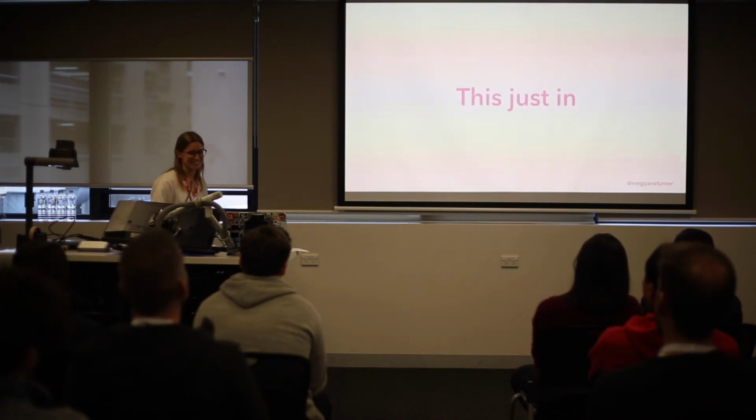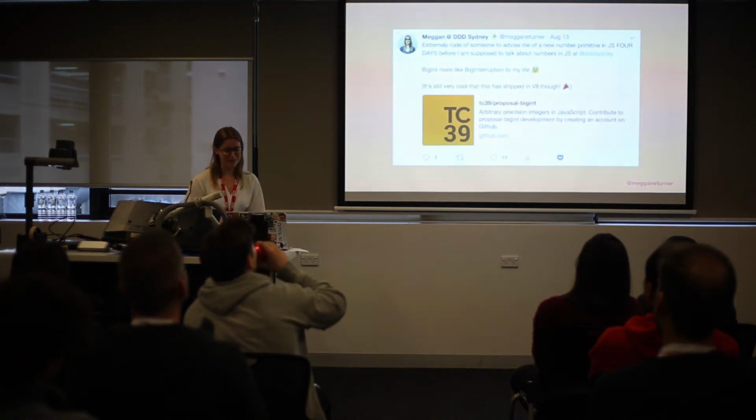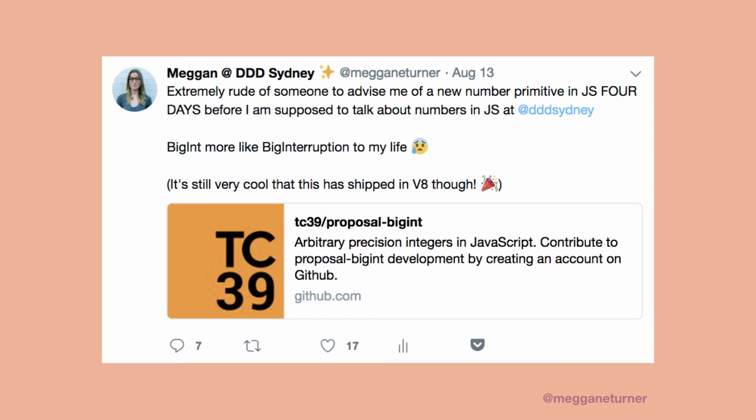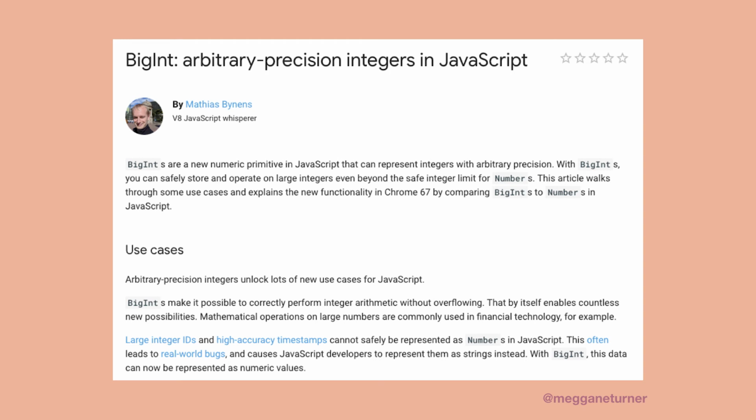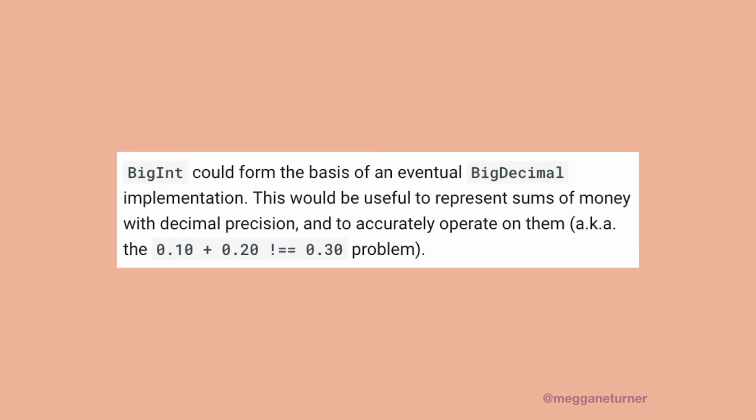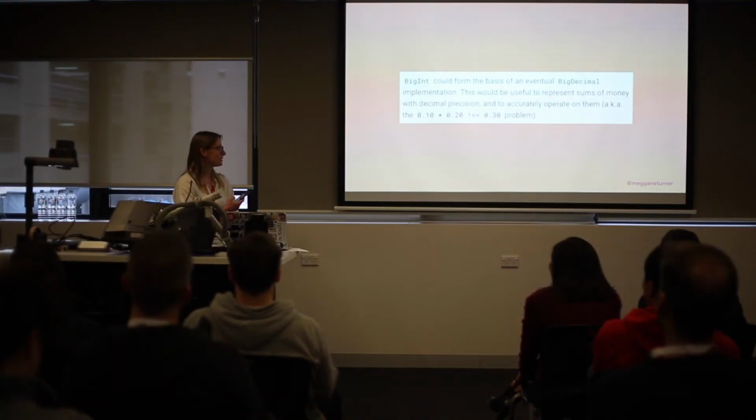But this just in, and by that I mean it happened about 4 months ago, but I found out about it on Monday. Thanks for that curveball. Someone told me that JavaScript can now handle bigger numbers in the new numeric primitive BigInt. So this basically means that we can represent integers, so whole numbers, beyond that maximum safe integer of about 9 quadrillion. What's also really exciting is that it can form the basis for BigDecimal, which means that eventually we might be able to represent really specific decimal places. They also reference in the documentation the 0.1 plus 0.2 not equaling 0.3 problem, which is the butt of all jokes in JavaScript.